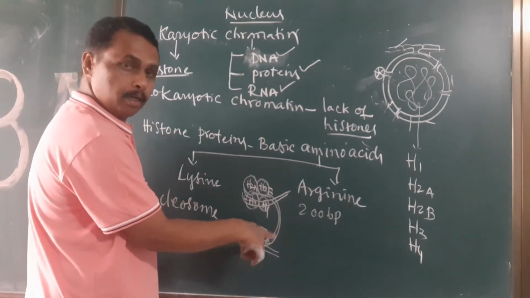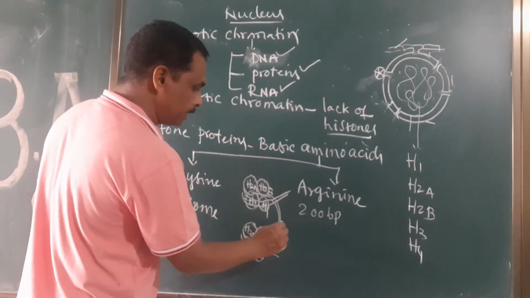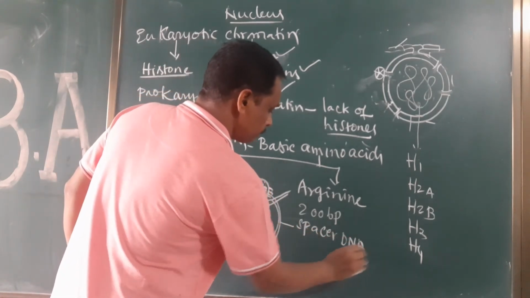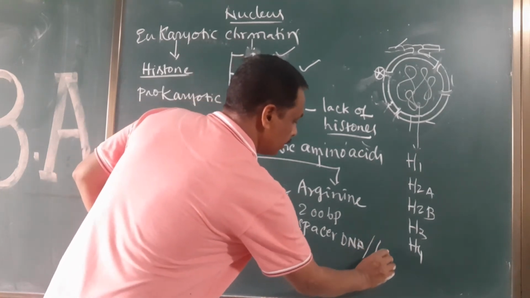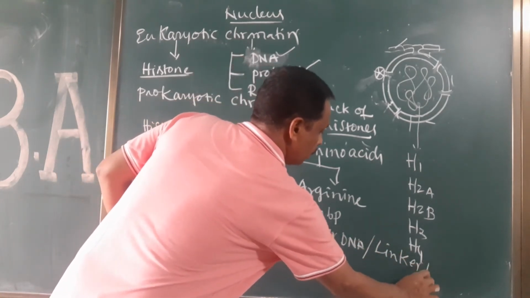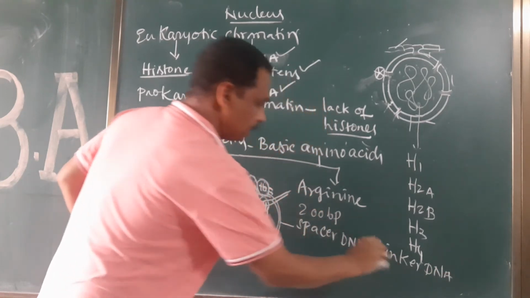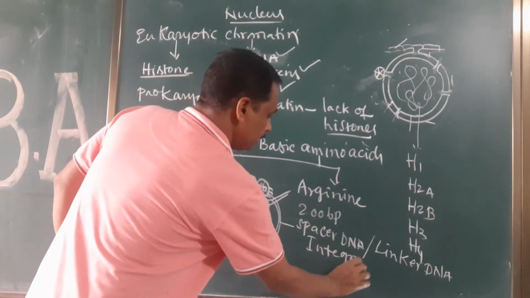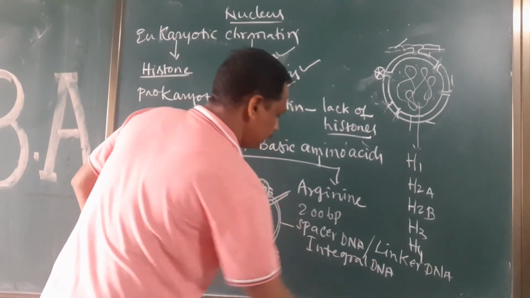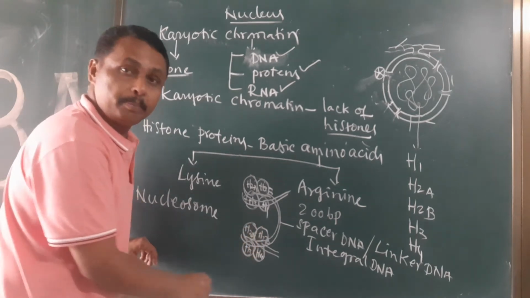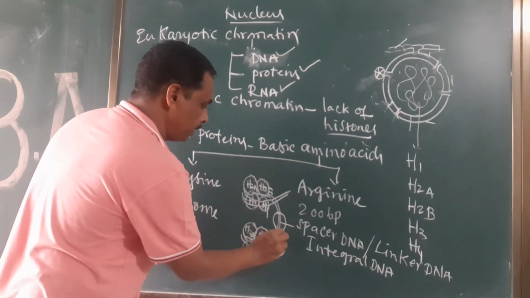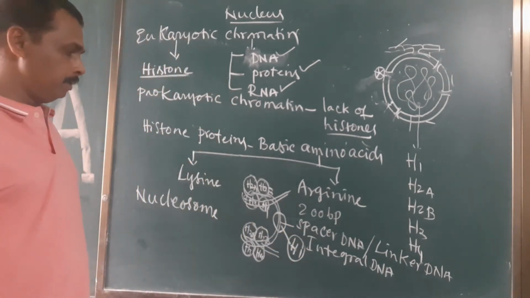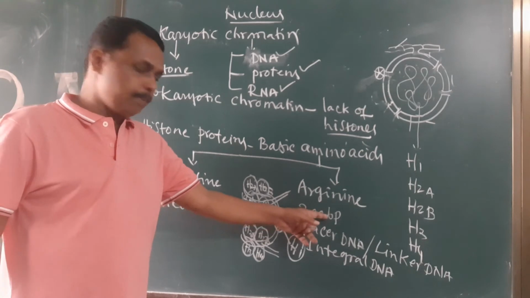Between these 2 core histone proteins, there is a spacer DNA present. This is called spacer DNA or linker DNA. This linker DNA will be called integral DNA. What is this? Integral DNA. So this integral DNA is bound by H1 histone protein.